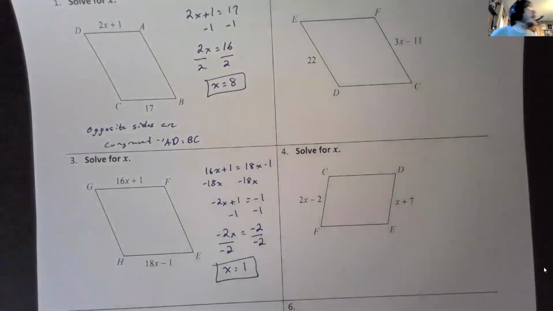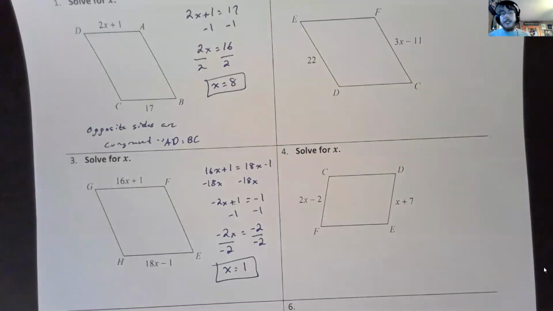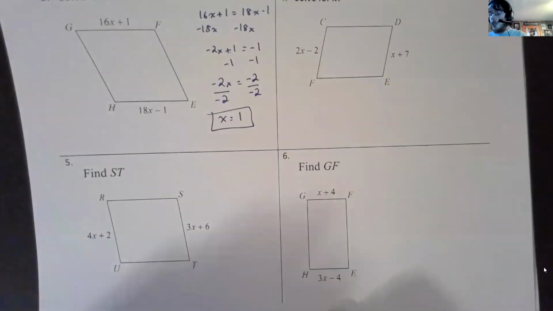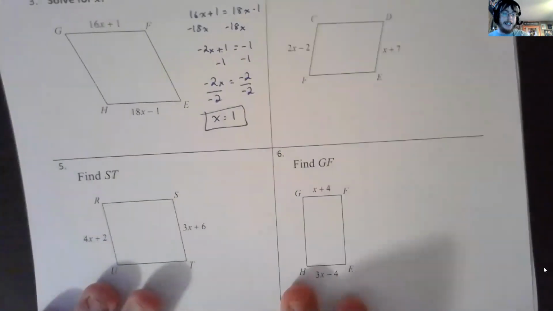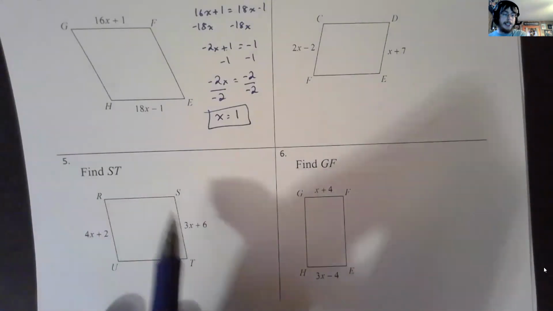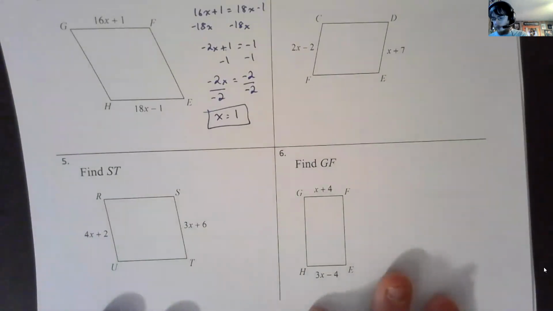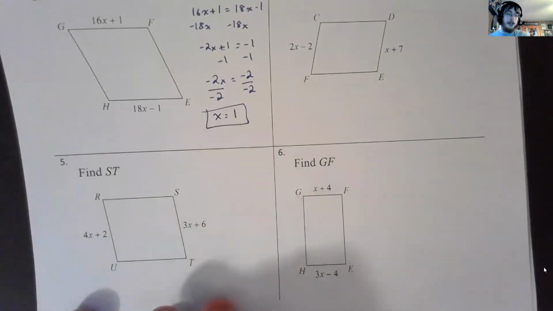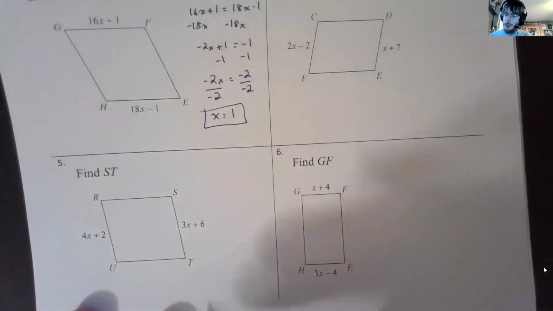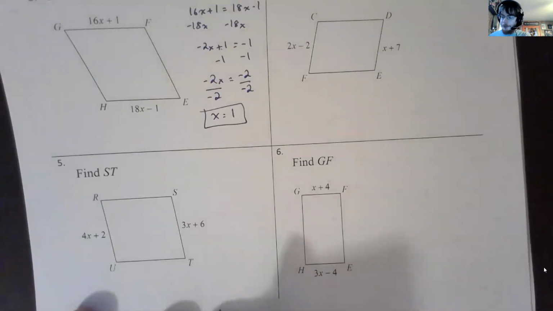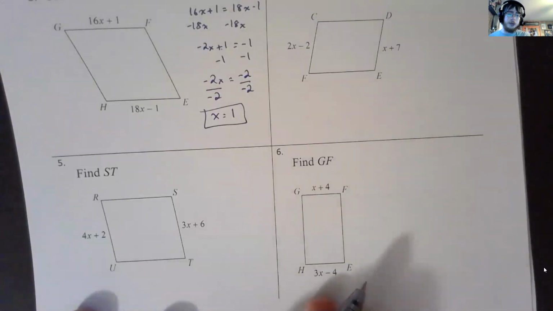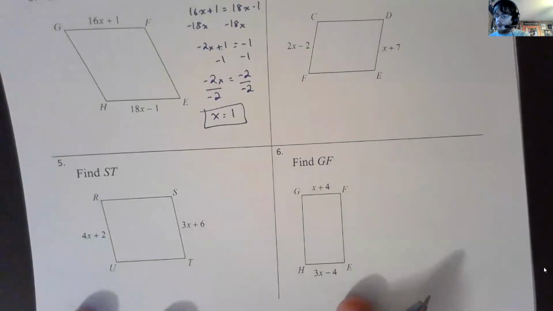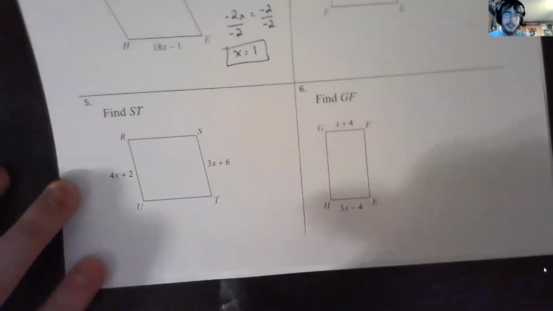Okay. Now some problems are going to ask you to plug in the value of x to find another thing, so make sure you pay attention to what the problem wants you to find. Like on number 5, it says to find ST. So you'll notice here that RU and ST are opposite sides, which means they are congruent. So we're going to have to find x, and then when we find x, we're going to have to plug it in for ST. So we're going to set them equal to one another.